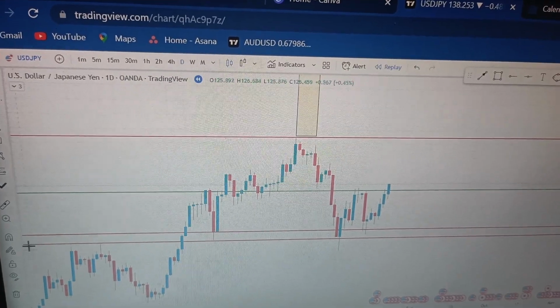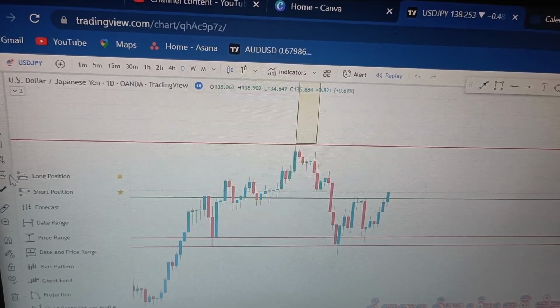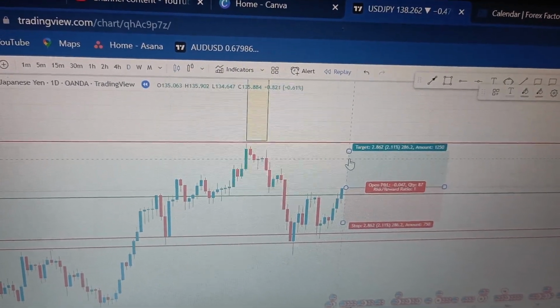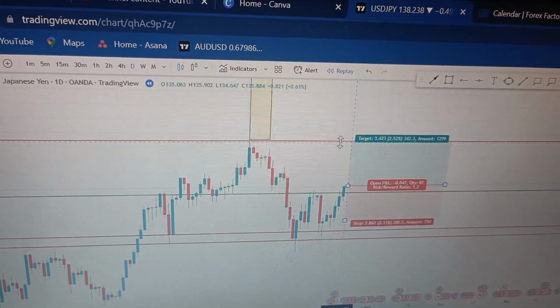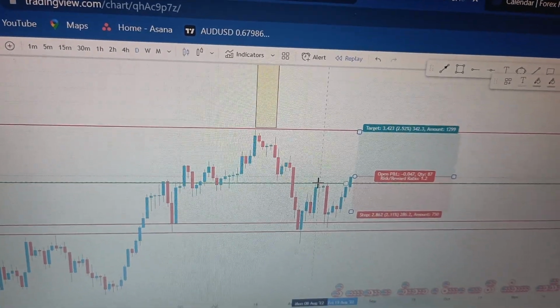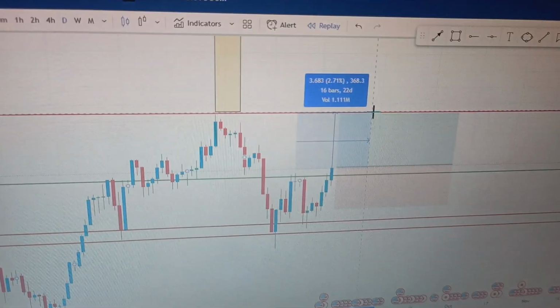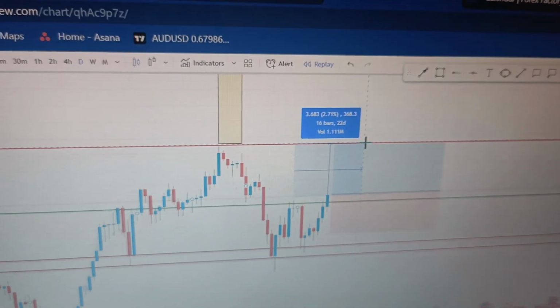So let's pick our entry long position. Let's get into the long position like that. And in this case, we are targeting the neckline. So we are just going step by step. This trade is step by step. Why? Because we don't know if the neckline will be broken. So that's how many pips? 368 pips, guys.